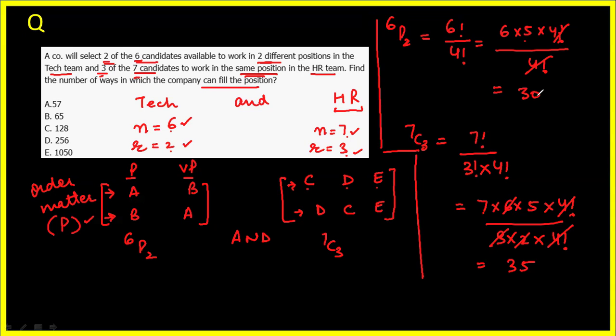So we got the answers to these calculations: 6P2 is 30 and 7C3 is 35. In how many ways can the tech team be built? From 6 candidates, you require 2. That means there are 30 ways. So 6P2, that is 30, and means to multiply 7C3, that is 35. 30 times 35, that is the number of ways the positions can be filled, which is 1050, option E being the correct answer here.